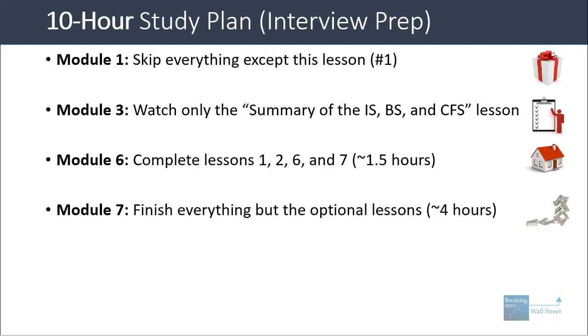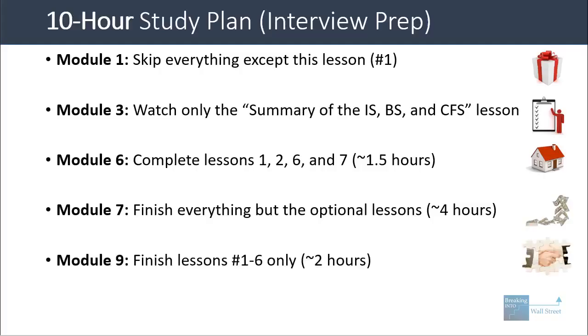Then go to Module 7 on the valuation and discounted cash flow analysis. I would recommend finishing everything there except for the optional lessons. They're marked optional. You'll see them. This will be about 4 hours. This whole module is very, very important, probably the most important one in this entire course.